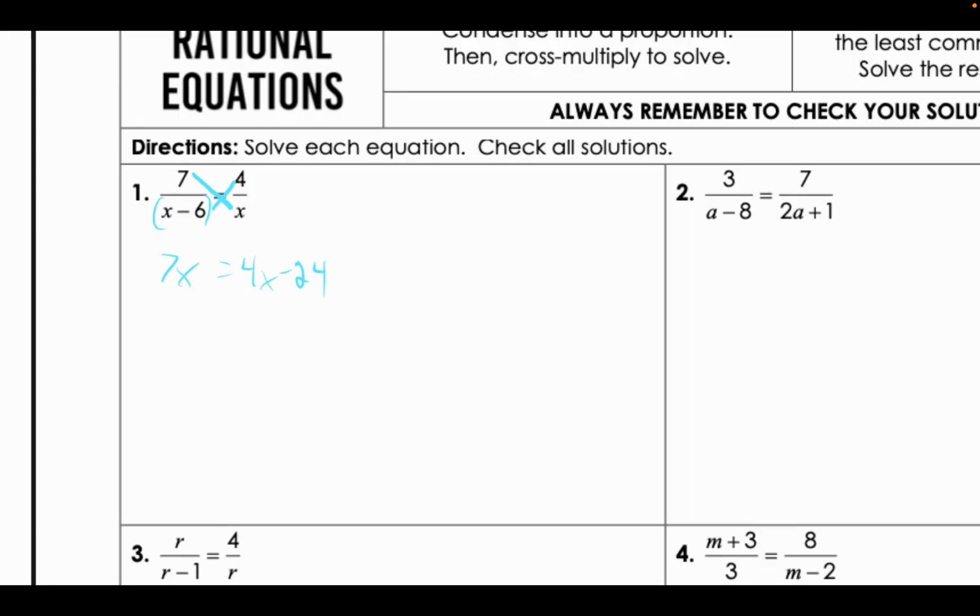Now I just solve this resulting equation. So I'll subtract 4x from each side and get 3x equals negative 24. Then I divide both sides by 3, resulting in x equals negative 8. And I do need to check to make sure that negative 8 wouldn't make either denominator a 0. And it makes neither one 0, which is fine. So then x equals negative 8 is the valid answer.